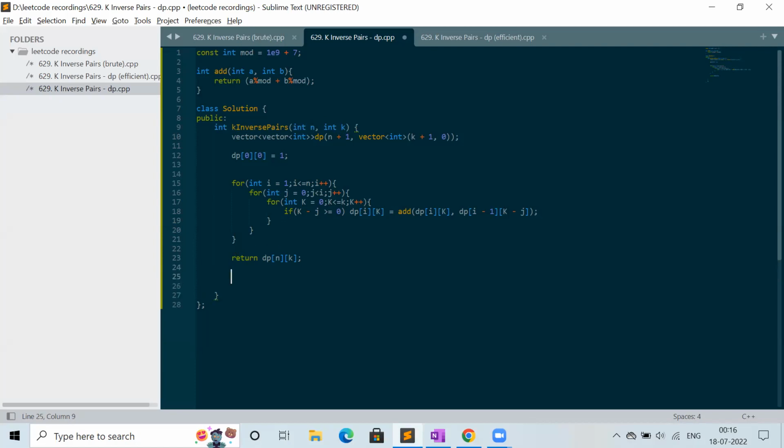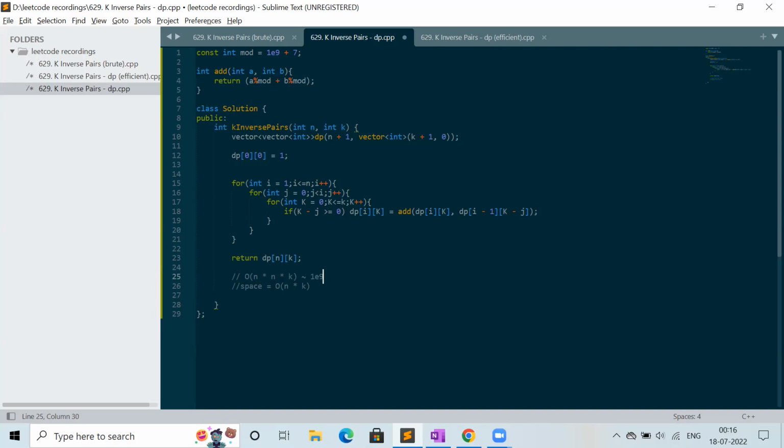So let's analyze the time complexity for this. The time complexity will be big O of n into n into k, that is n square k. And the space complexity will be, we are using an n into k dp table, so big O of n into k. Now, if we closely observe, this time complexity is roughly equal to 1e9, since n and k both range up till 1000. So we cannot use an n cube dp solution here.